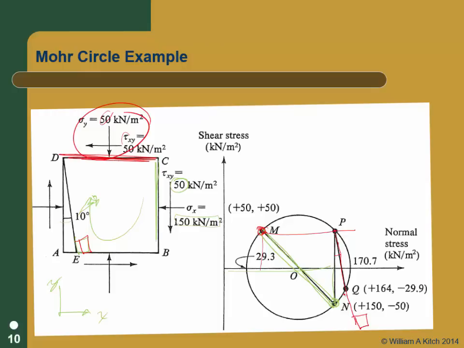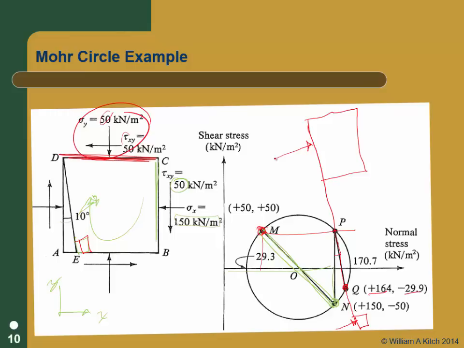Where that intersects the circle, if I slap my ruler down, it's going to be plus 164 and minus 29.9. That represents which stresses? The stresses that act on this plane, so that's this normal stress, and the tau is negative. Let me draw it up here because I can draw a bigger one for you. So this is the plane that it's parallel to, so this normal stress is going to be 164. And the shear stress is going to be minus 29.